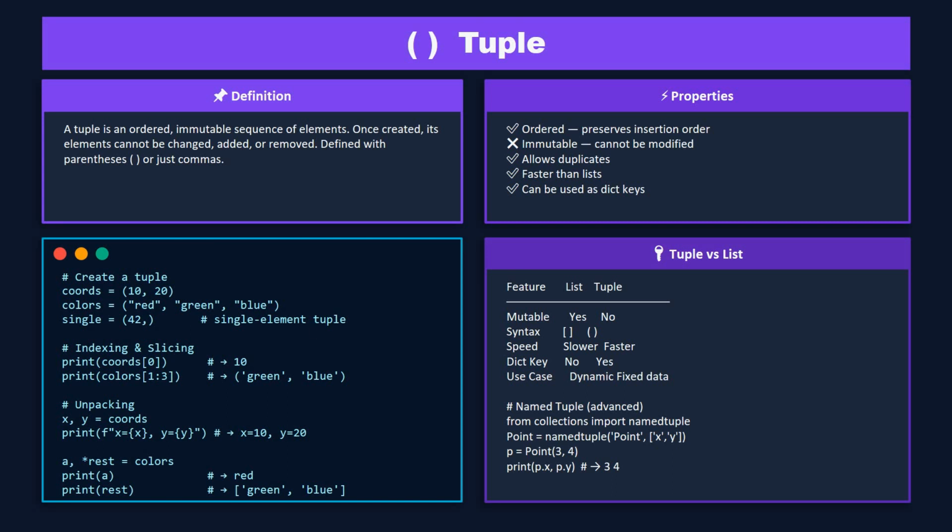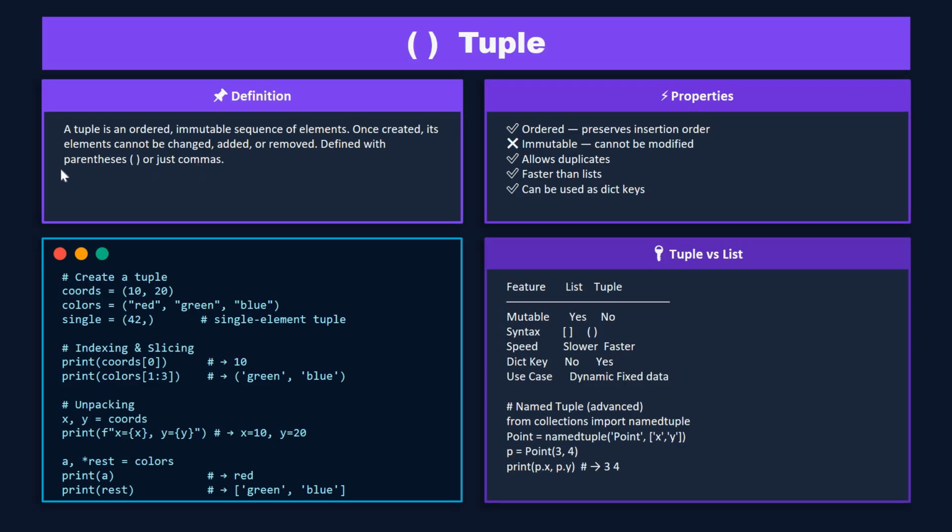Now let's discuss the tuple. Tuple is also one of the data structures of Python, which is immutable in nature, whereas list was mutable. So a tuple is an ordered, order-preserved, immutable sequence of elements. Once created, its elements cannot be changed, right? That means it's of an immutable nature.